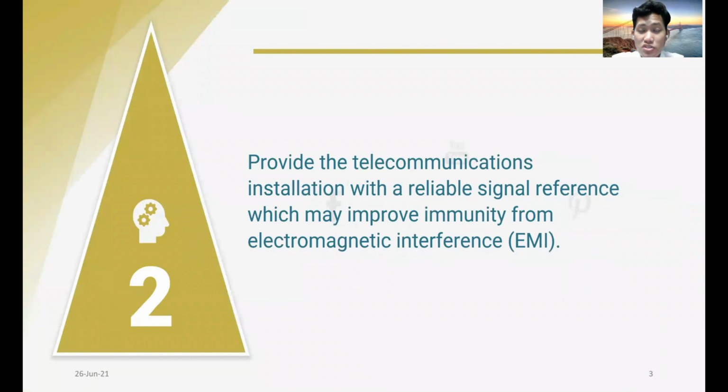Next, the importance of EMC regulation in commercial buildings is to provide the telecommunication installation with a reliable signal reference, which may provide immunity from electromagnetic interference. Communication networks are mostly extensive. They interconnect equipment located in different areas where feeding power supplies could have different earthing systems.